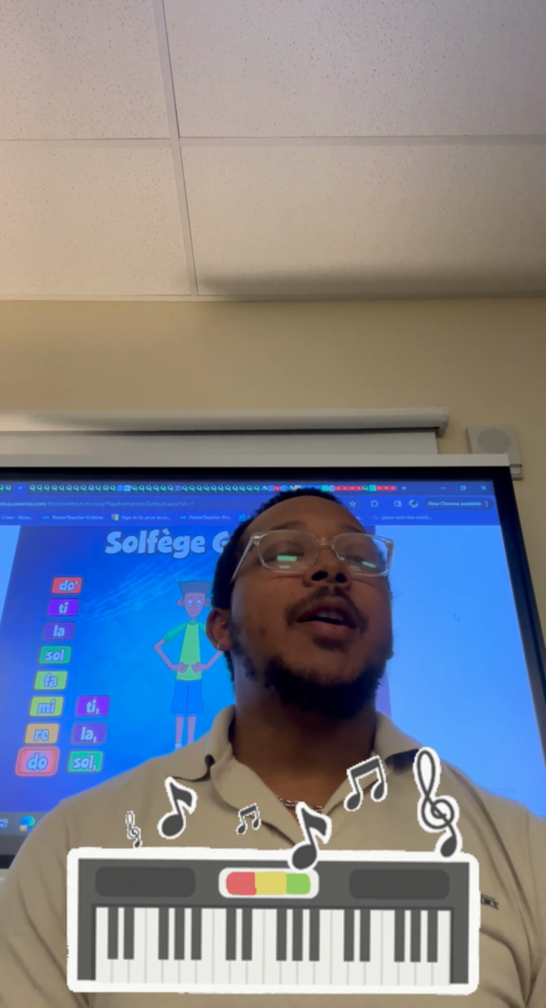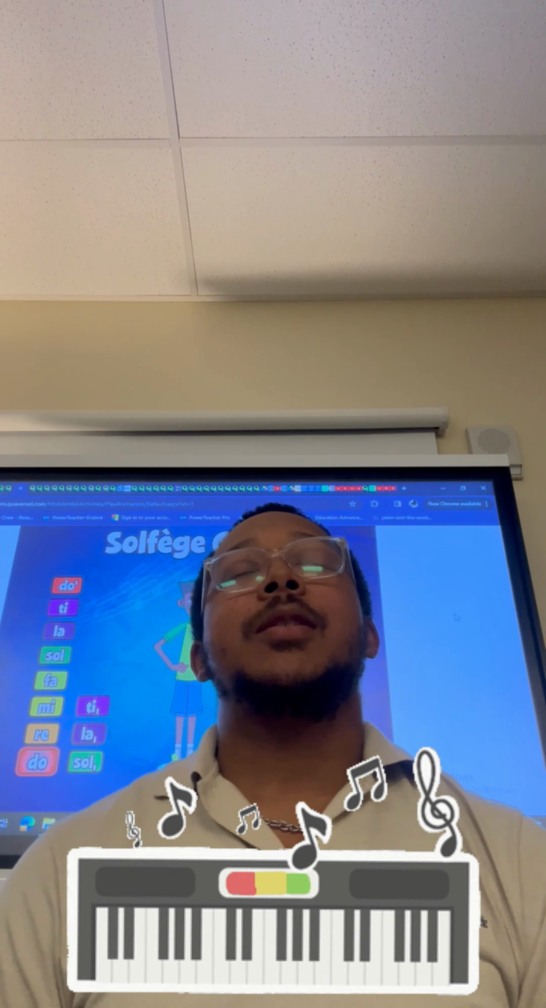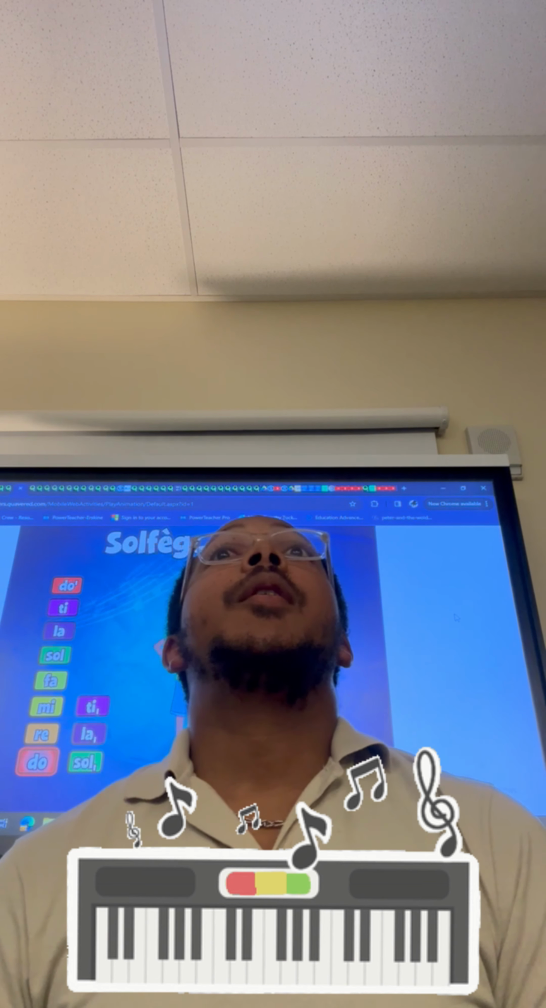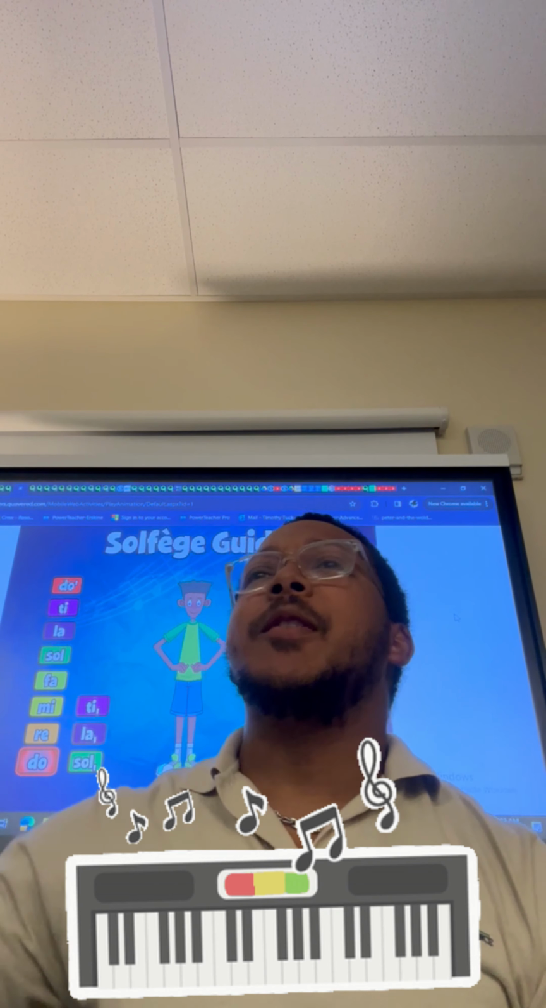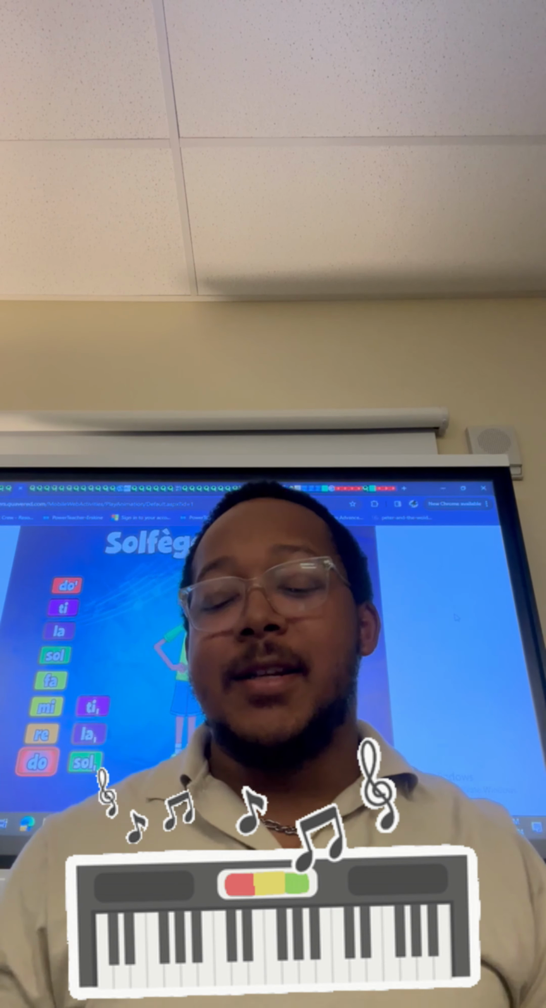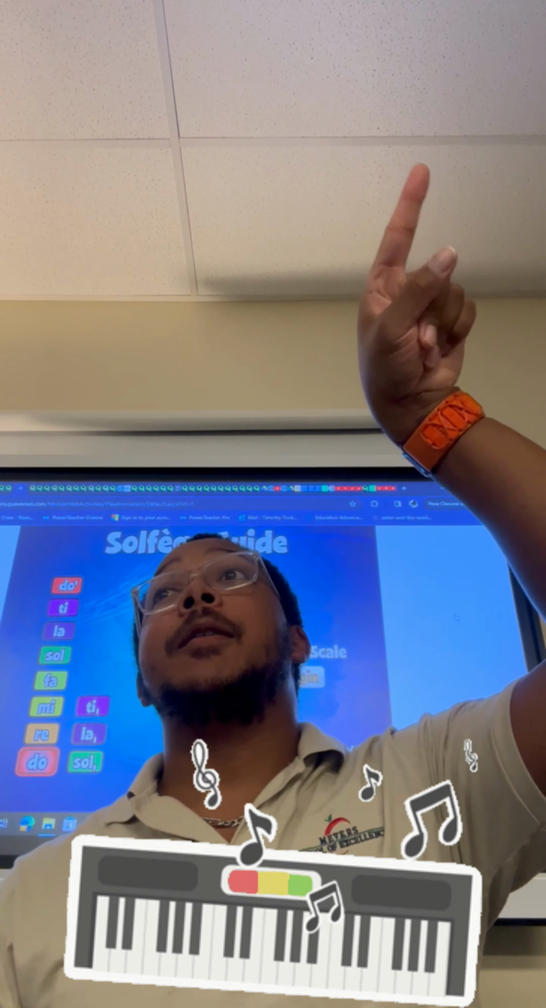Number 2. Does number 2 start on what pitch? Number 2 starts on do. So take a second and look at the direction of where those notes are going. In the first passage, the notes are going up or down? They're going down. In number 2, which way are they going?